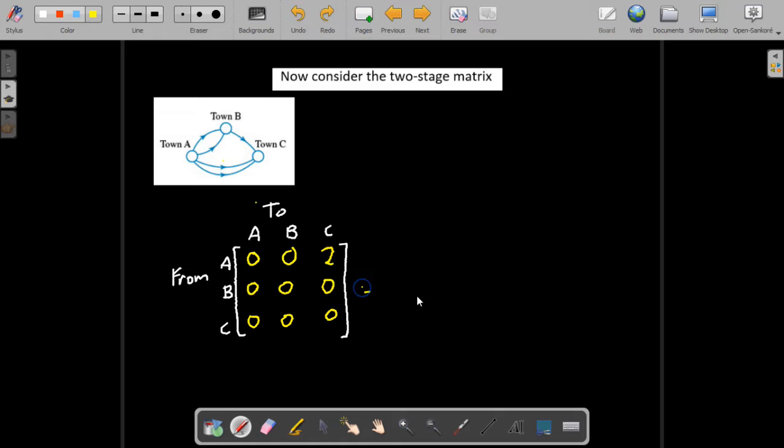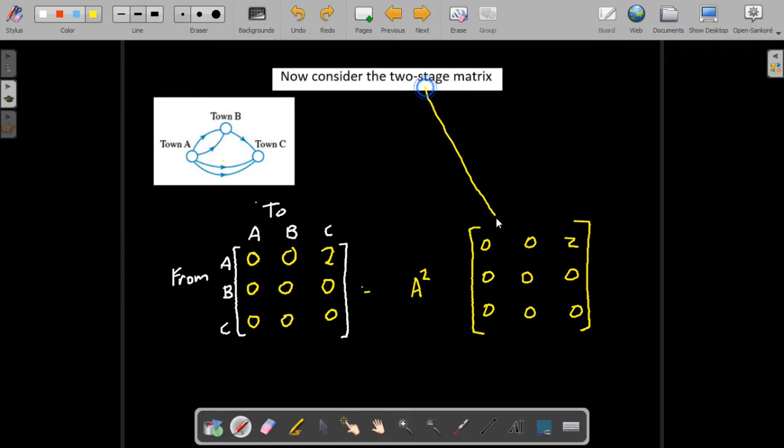So the two-stage matrix I actually represent as A squared, and we just fill in the numbers as followed. Okay, so that's the two-stage matrix.